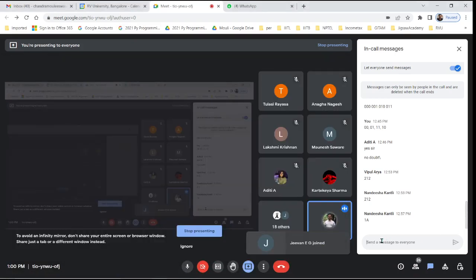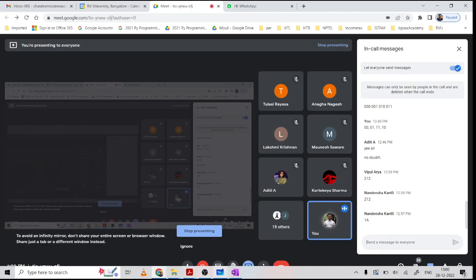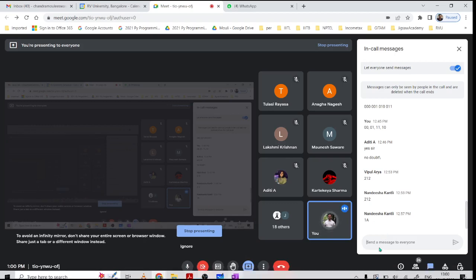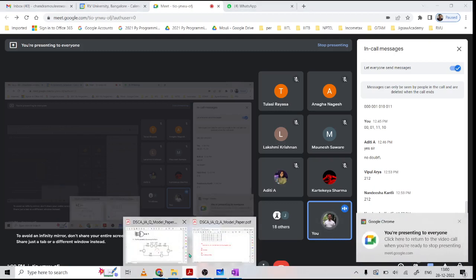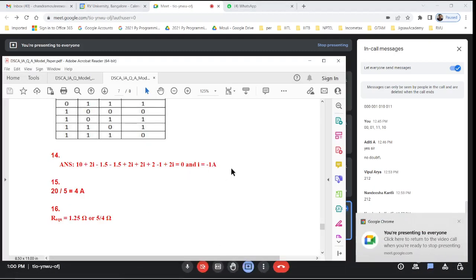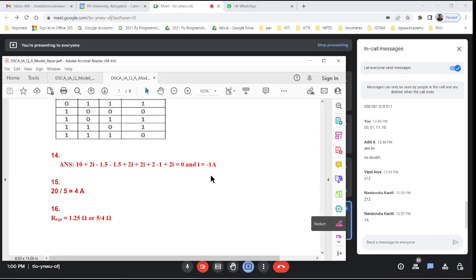I hope, Nandish, you get it. There is some mistake in some addition you have performed, and it should be -1 ampere. Do you get it? I don't know if anyone else got into the same error. Please let me know in case you are getting confused. Here it should be -1 ampere, the correct answer. Maybe there was some careless mistake. Please take care of that.